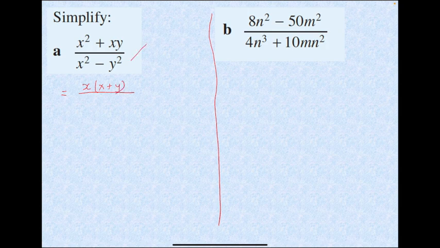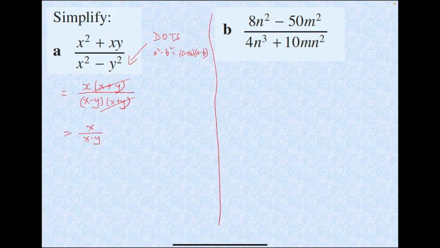Now this bit here, x squared minus y squared. Remember, this is your difference of two squares. Difference of two squares, a squared minus b squared, is actually a plus b, a minus b. So in this case, I've got x minus y, x plus y. This way, I can cancel off the x plus y, because x plus y divided by x plus y is 1. So you've got x over x minus y. Now, pause the video for about 3 minutes. Let's see if you can work out what b is.